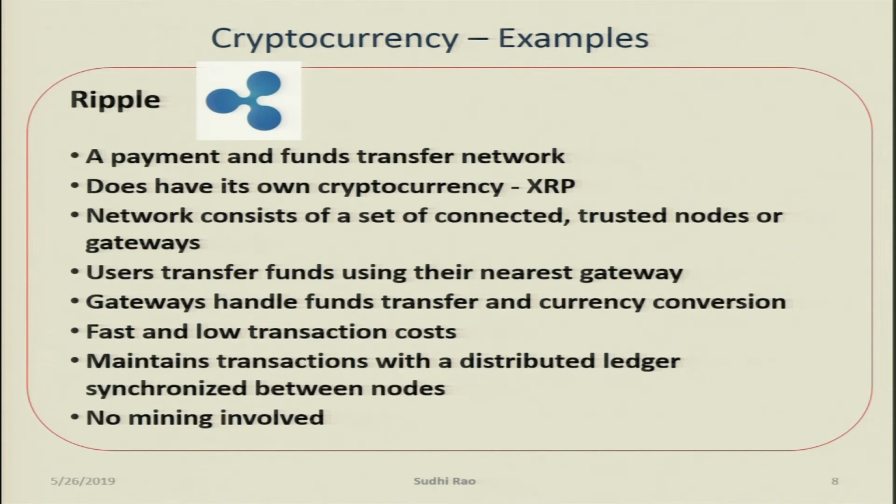No mining. There is no mining involved. So, XRP is released at a particular rate determined by Ripple Labs, and it cannot be earned by mining like in the case of Bitcoin or even Ethereum. Ethereum also can be mined. So, this is the third very common cryptocurrency.